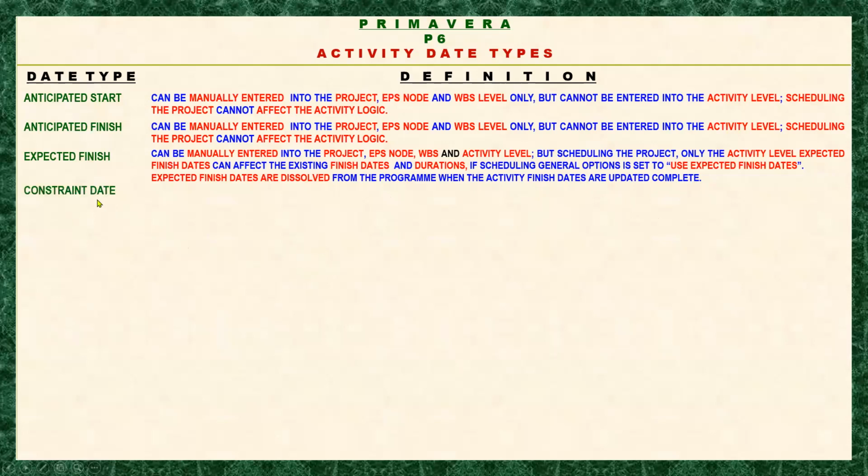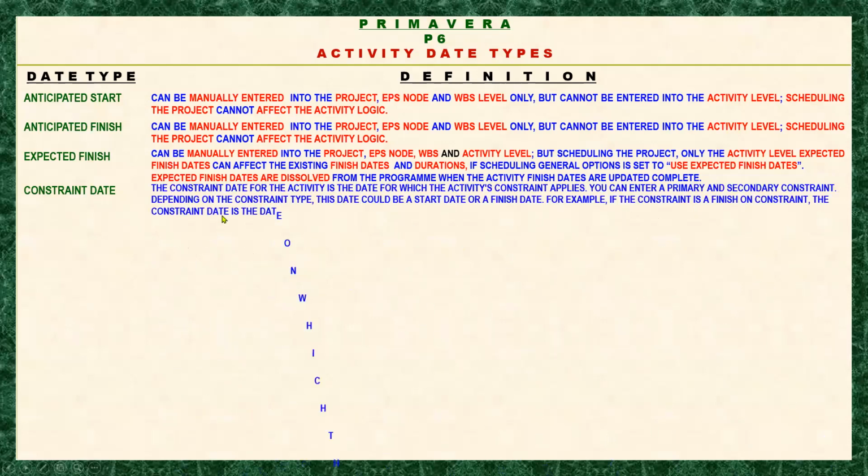Okay, constraint date. So according to Primavera, the constraint date for the activity is the date for which the activity's constraint applies. So you can enter a primary and secondary constraint depending on the constraint type. So this date could be a start date or finish date. For example, if the constraint is finish on constraint, the constraint date is the date on which the activity must finish. If the activity does not have a constraint, this field will be empty. Okay, let's see it in Primavera.